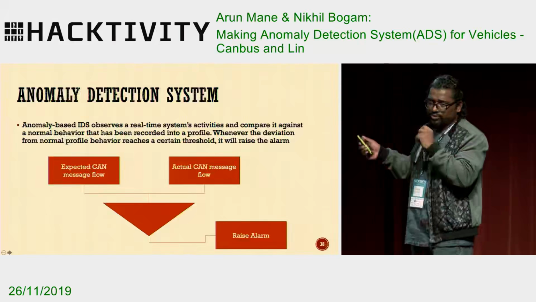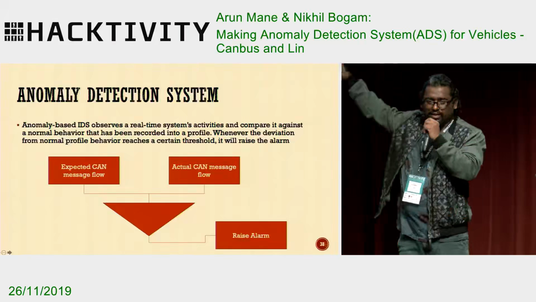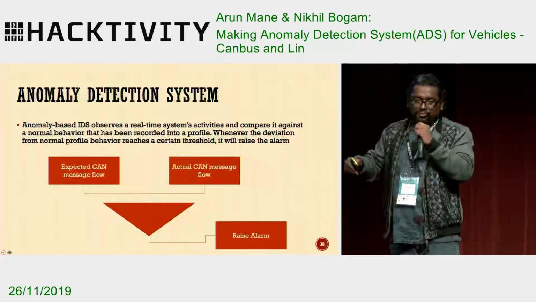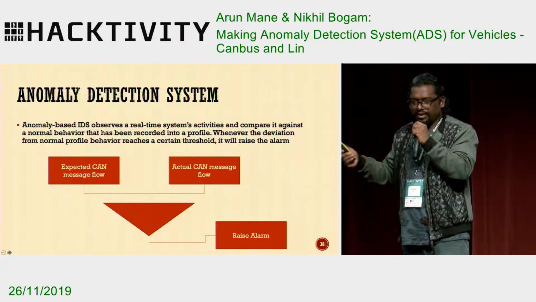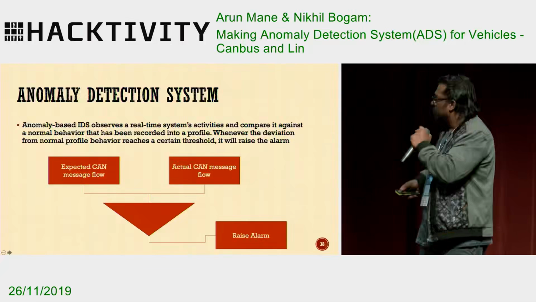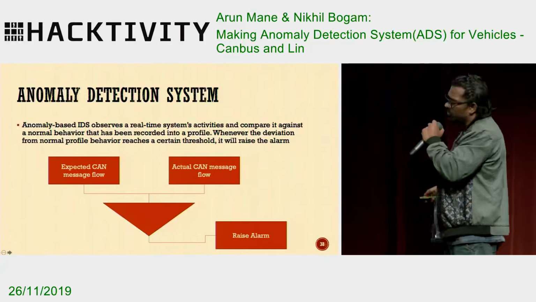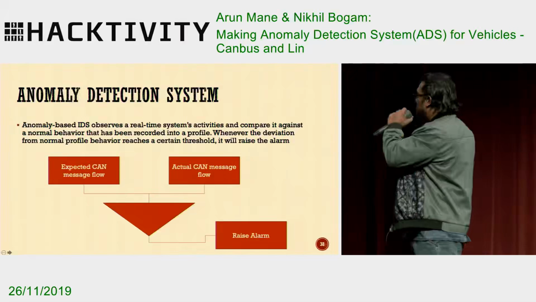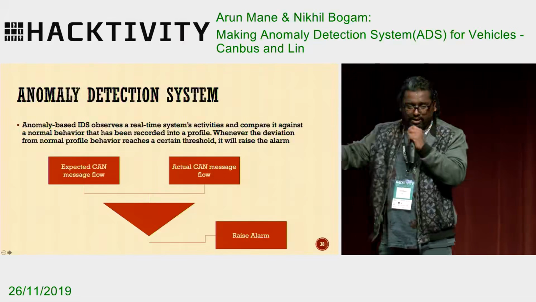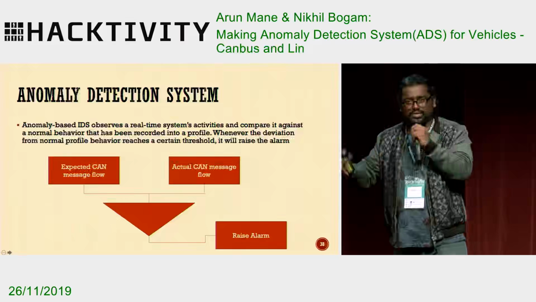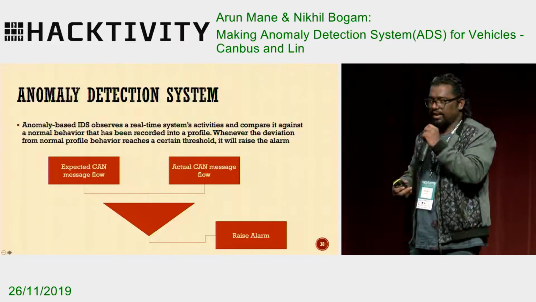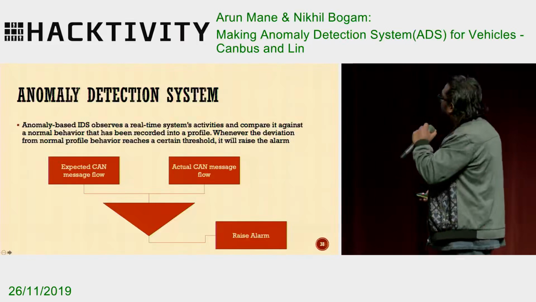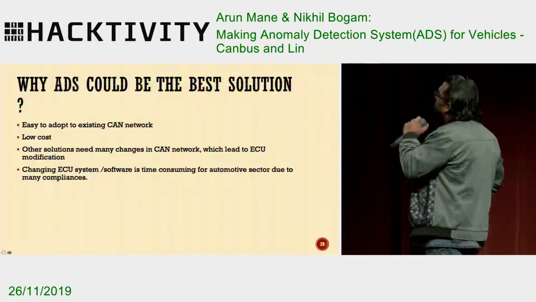So this is the main topic over here. Why did we understand the CAN bus and the LIN protocols? Because we should come up with something called anomaly detection systems, which can detect all types of attacks associated with LIN as well as the CAN bus. So this is the expected CAN message flow and the actual CAN message flow. We understood the entire vehicle communication, and we start analyzing based on some algorithms. We'll see in the next slides, and it shows the alerts as well.